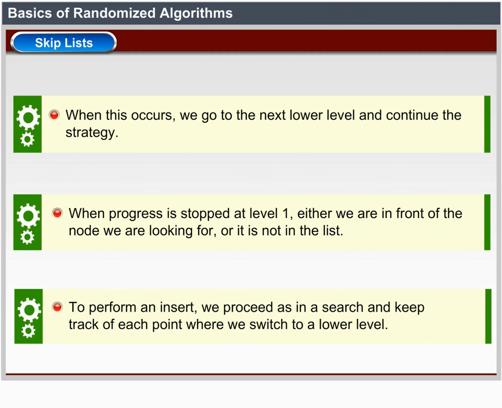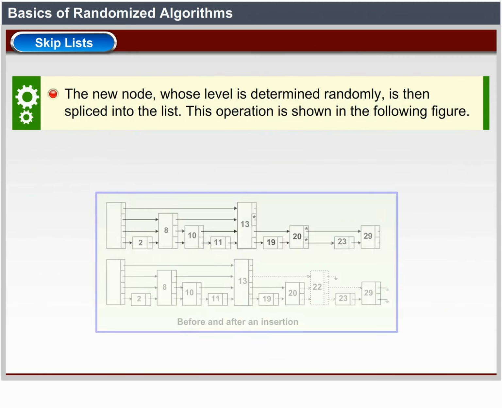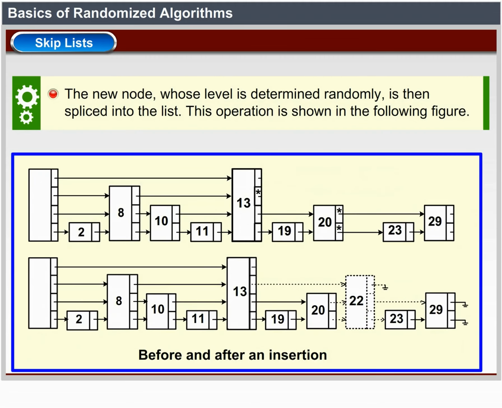To perform an insert, we proceed as in a search and keep track of each point where we switch to a lower level. The new node, whose level is determined randomly, is then spliced into the list. This operation is shown in the following figure.